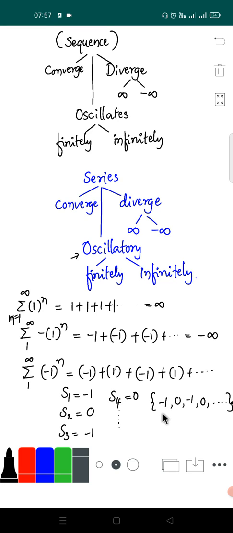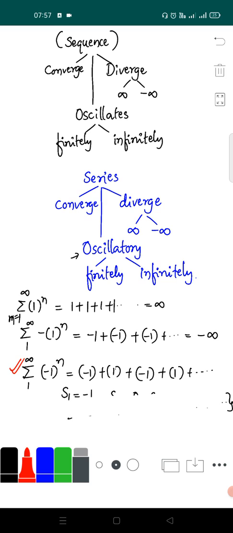You cannot decide that the sequence reaches minus infinity, since it is neither minus 1 nor 0. So you say that this sequence oscillates between 0 and negative 1. So the series here is an oscillatory series, and it is a finite oscillation. Minus 1 and 0 is a finite oscillation. Next, we give an example for infinite oscillations, right? So we give an example for that also.